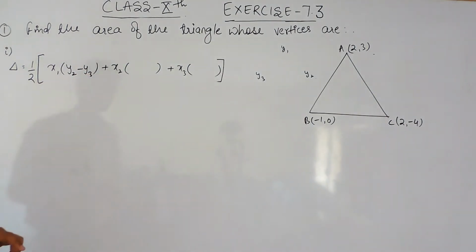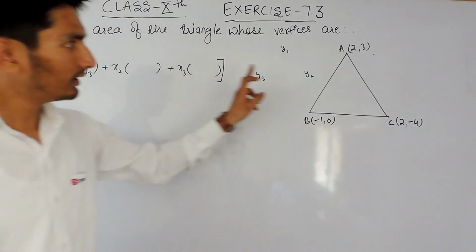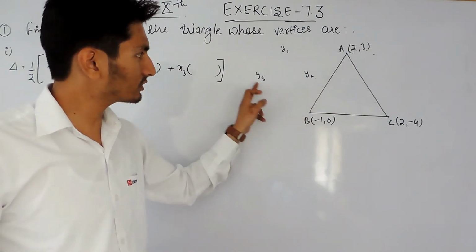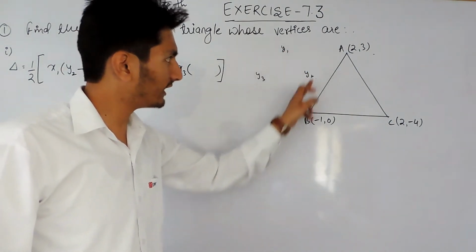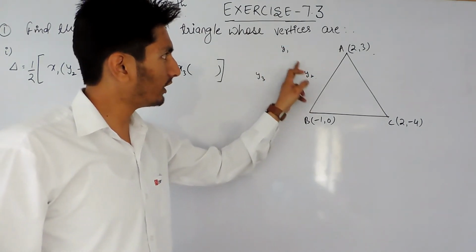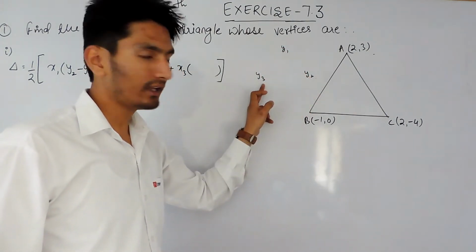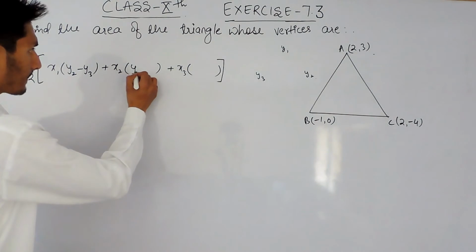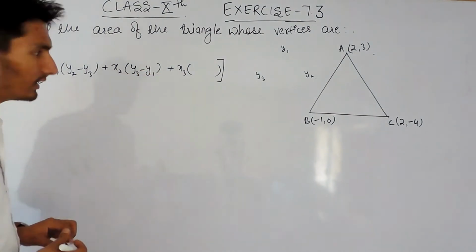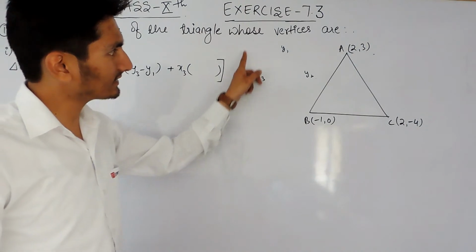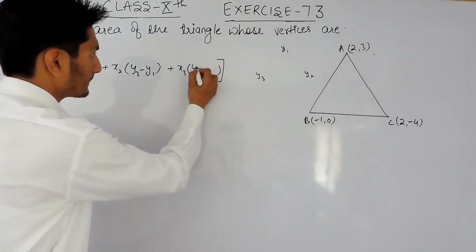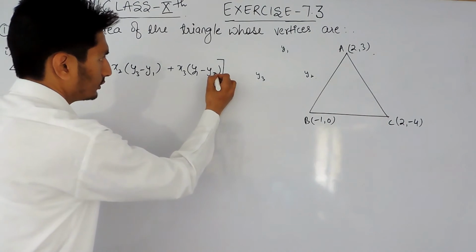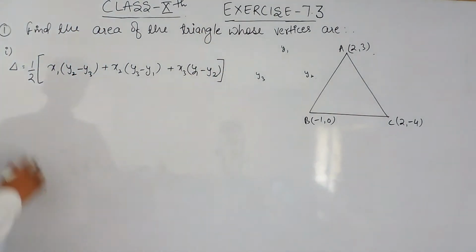y3. When you have written x2, so you have written for this coordinate, you have to subtract this minus this. Make sure that you go clockwise. So when you have written for this coordinate, subtract this minus this: y3 minus y1. Now when we have written for x3, in that case again write y1 minus y2. So this will be the formula to find out the area.